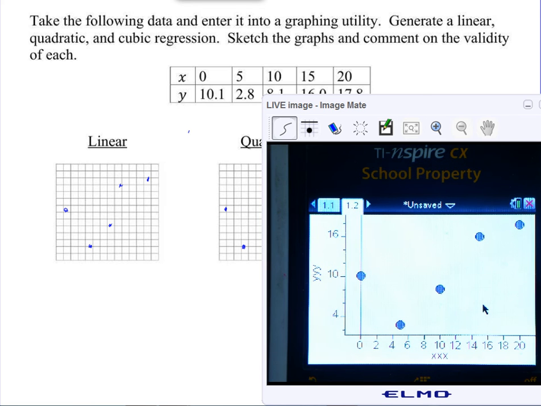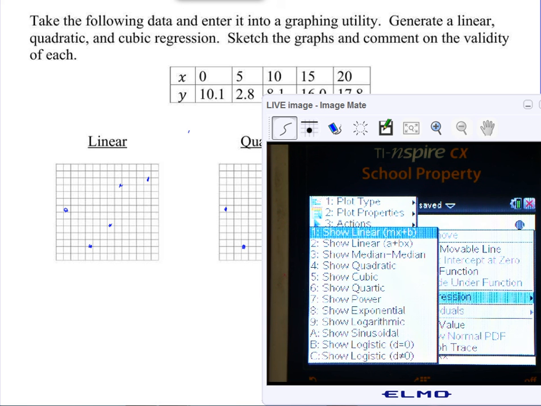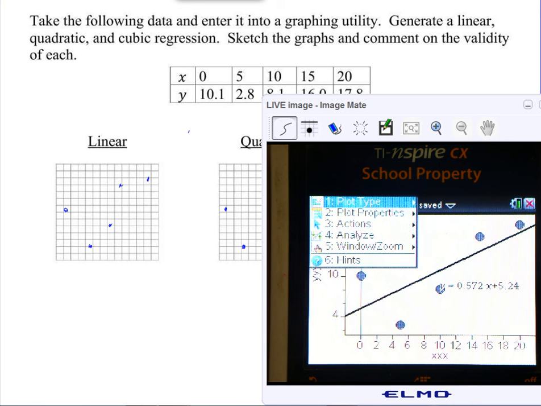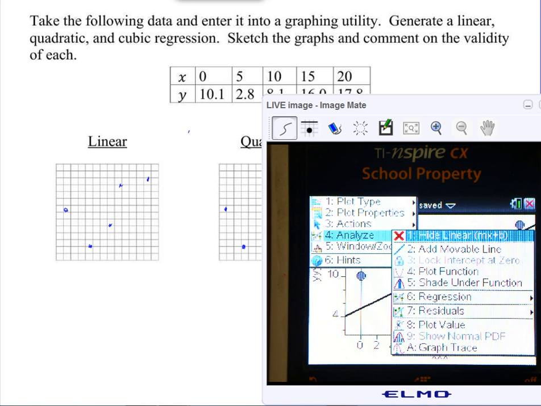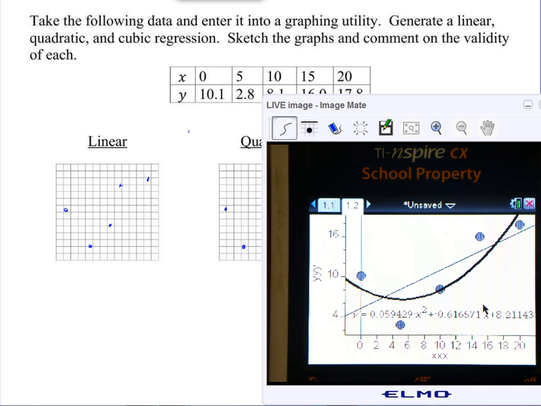All right, now I'm going to go ahead and put a linear regression on this scatter plot here. So remember to do that: menu, analyze, and then regression, and then linear. Show linear. And there's my line. So we'll sketch that line on the linear scatter plot that we made on the notes. I'm also going to put a quadratic on there. So same thing: menu, analyze, regression, but this time quadratic. And we've used that one before. So now I have also a parabola.